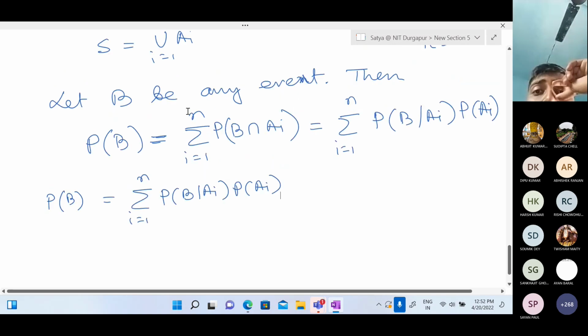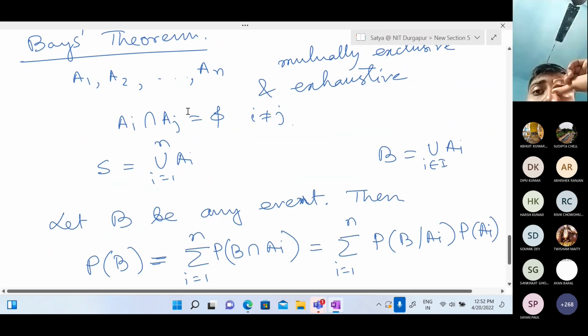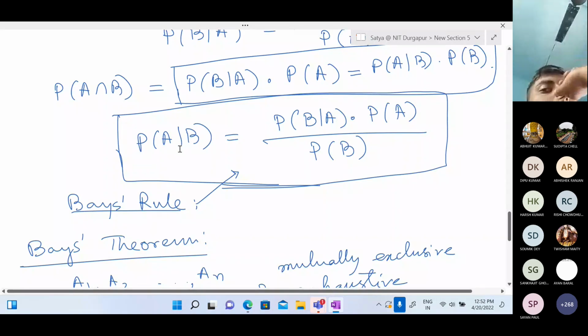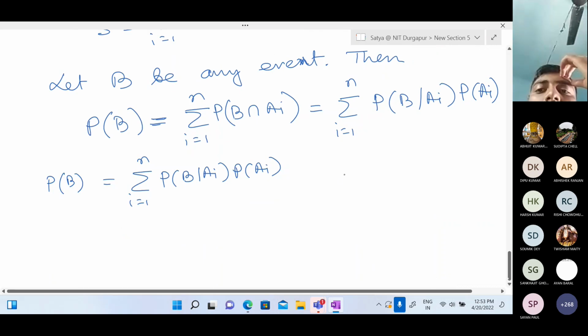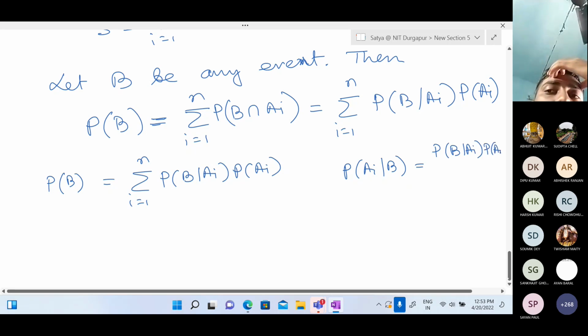Where is that? Yeah, this is the Bayes rule. So if we take A equal to Ai, from here we are getting this. I'm just writing here Ai given B, so instead of A we are writing Ai. So we are getting P of Ai given B equal to P of B given Ai into P of Ai over P of B.